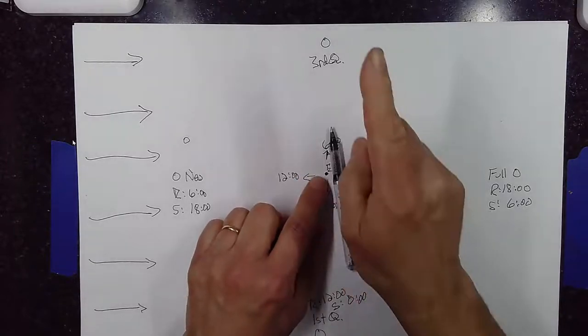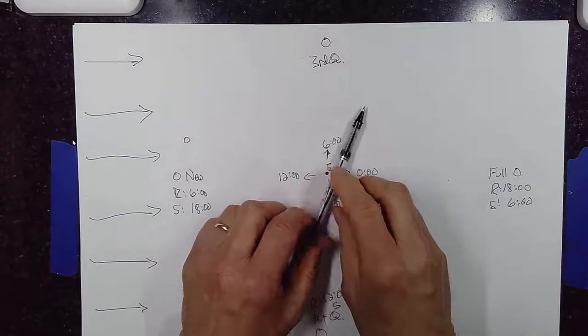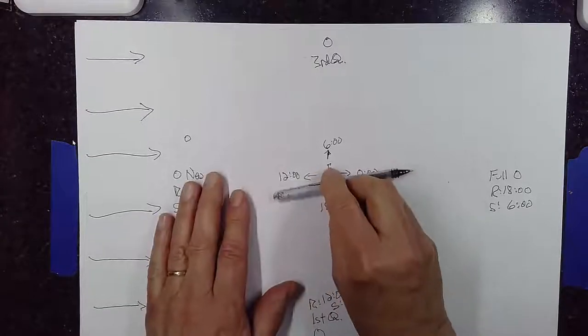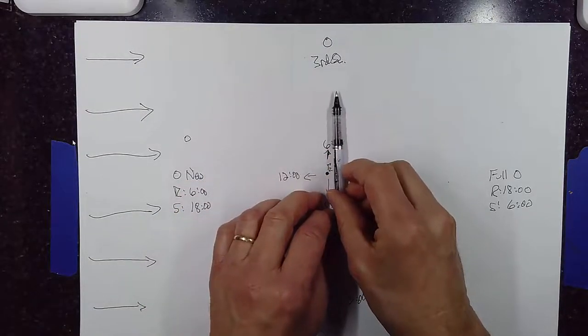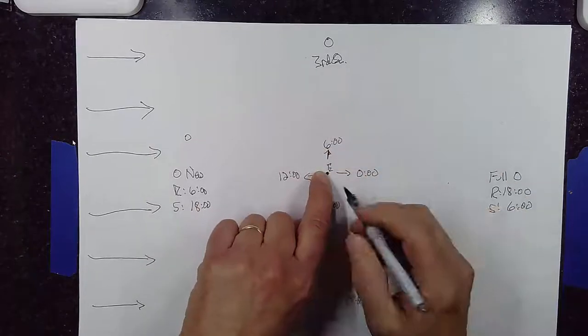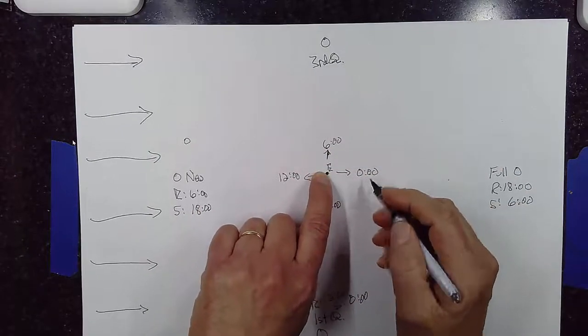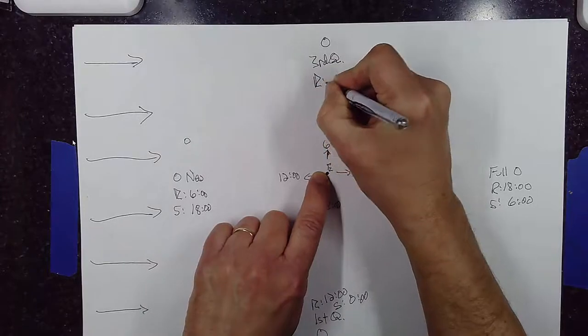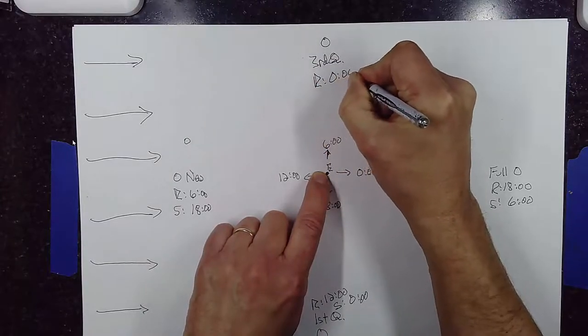And then the third quarter moon, when does it rise? Point our eastern horizon at it. And where is the person experiencing then? They're experiencing 0 hours. So this one rises at 0 hours.